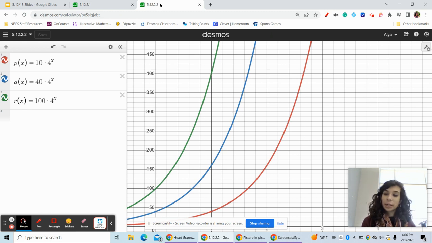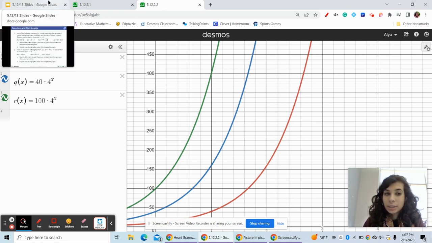So how does that affect your actual graph? I want you to tell me what is changing here. I want you to use the vocabulary that we've been using over the past couple of days. So I will post both of these links in the Google Classroom so you can kind of play around with it as well, and you can add as many functions as you need.